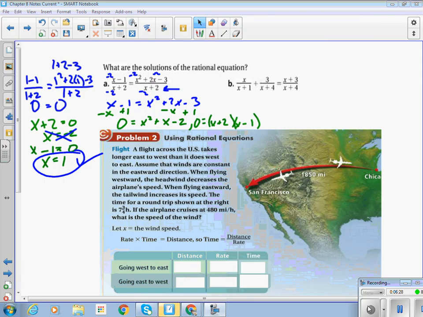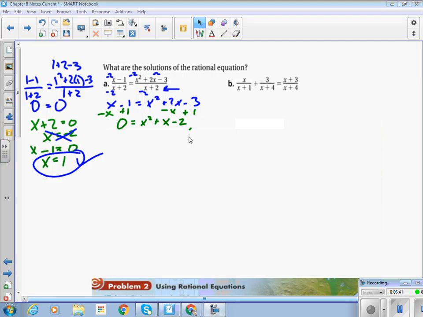Let's take a look at when I have 2 different denominators. So I'm going to go ahead and shorten this. Okay, so let's take a look at the second rational equation. I have a denominator of x plus 1 and a denominator of x plus 4. The least common denominator are those 2 items multiplied together.